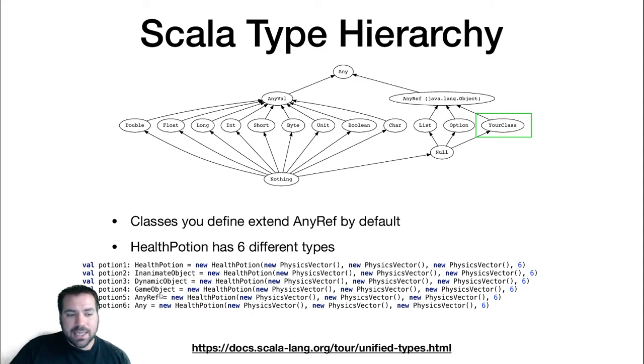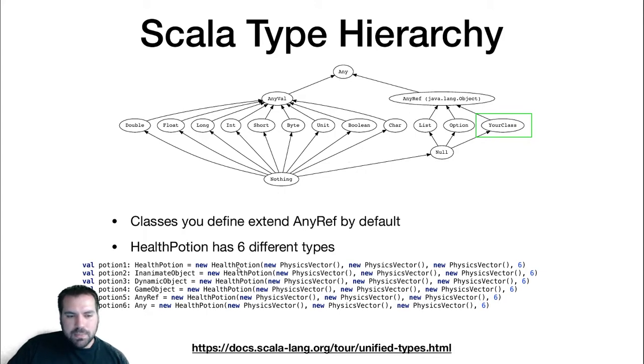DynamicObject extends GameObject. GameObject doesn't explicitly extend anything. Anytime we write a class that doesn't explicitly extend anything, it implicitly extends AnyRef. You can make this explicit. We typically don't, but in the GameObject class you could say extends AnyRef, and it's going to have the same behavior, just explicit instead of implicit. And then AnyRef, of course, extends Any.